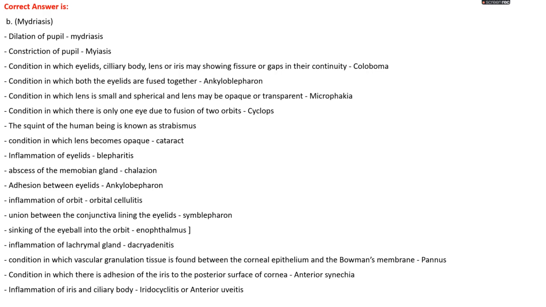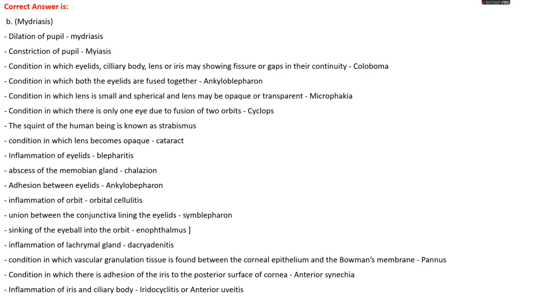A condition in which both eyelids are fused together is known as ankyloblepharon. A condition in which the lens is small and spherical, and may be opaque or transparent, is known as microphakia. A condition in which there is only one eye due to fusion of the two orbits is known as cyclops. Squint in a human being is known as strabismus. A condition in which the lens becomes opaque is known as cataract. Inflammation of the eyelids is known as blepharitis. Abscess of the meibomian gland is known as chalazion.